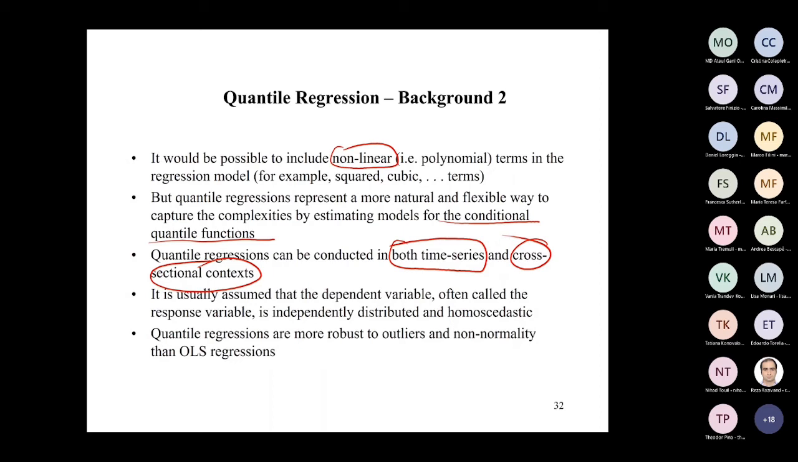Quantile regressions can be conducted in both time series and cross-section context. It is usually assumed that the dependent variable, which we call a response variable, this is y, is independently distributed and homoscedastic. Quantile regressions are robust to outliers and non-normality.